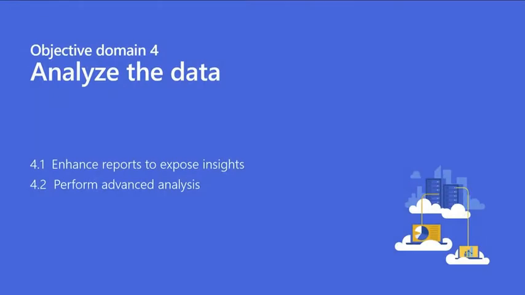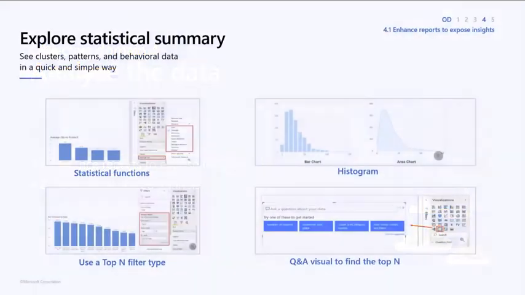All right, let's get on to Objective Domain 4 now, which is about analyzing data. So let's start with 4.1, which is enhancing the reports to expose insights. Some of the statistical capabilities which are pre-built in Power BI. With Power BI, you obviously can create your reports, you can embed visualizations, you can drive your interactions and navigation and all those kind of things.